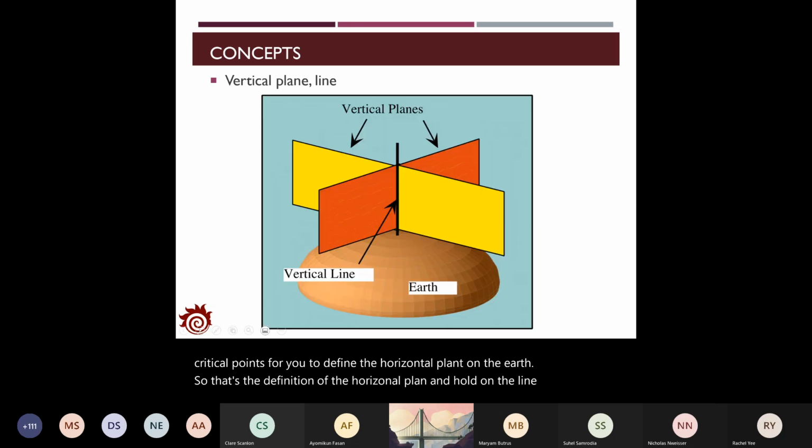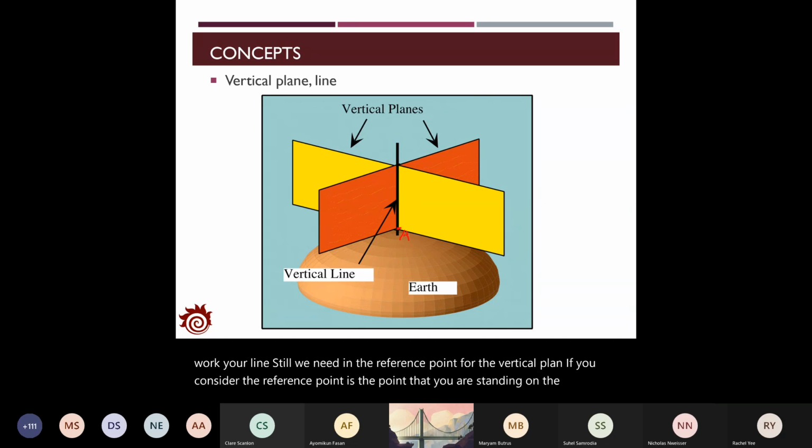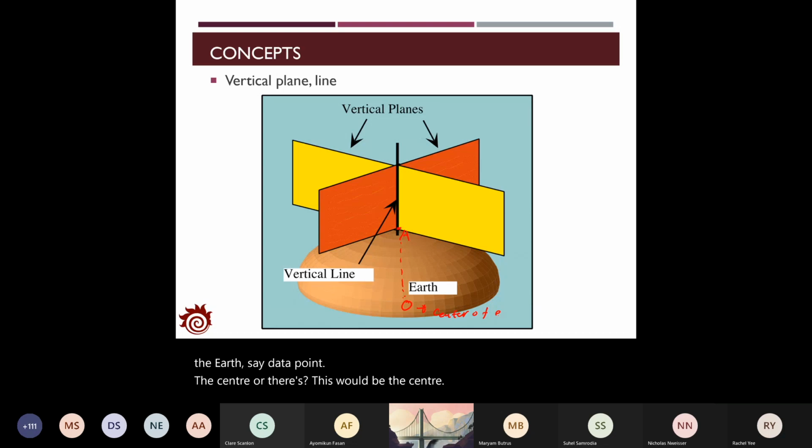And the one that is similar to the horizontal plane is called the vertical plane, and also the vertical line. Still, we need a reference point. For the vertical plane, if we consider the reference point is the point that you are standing on the Earth, the vertical line would be a straight line from your current point to the center of the Earth. Say that the point O is the center of Earth.